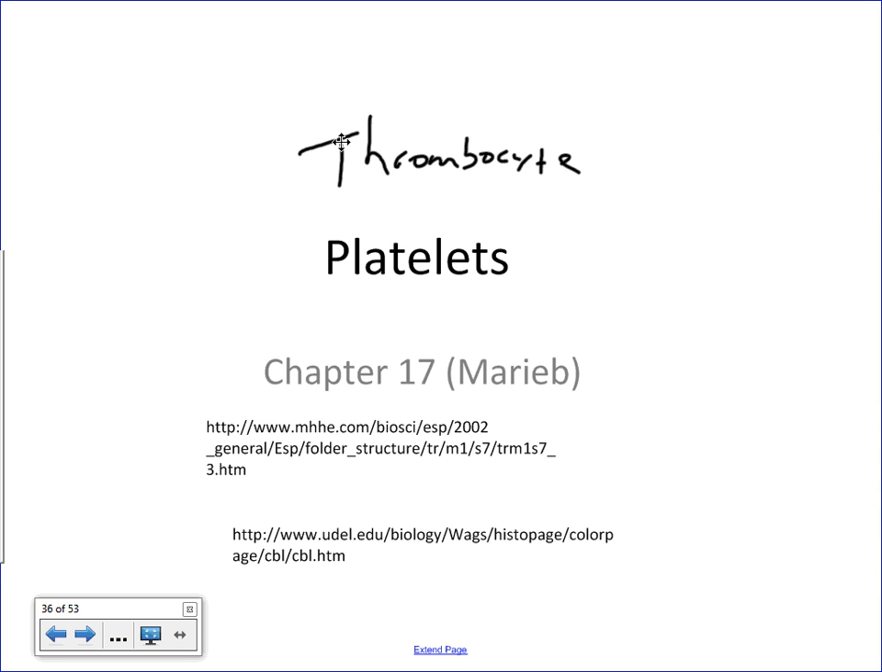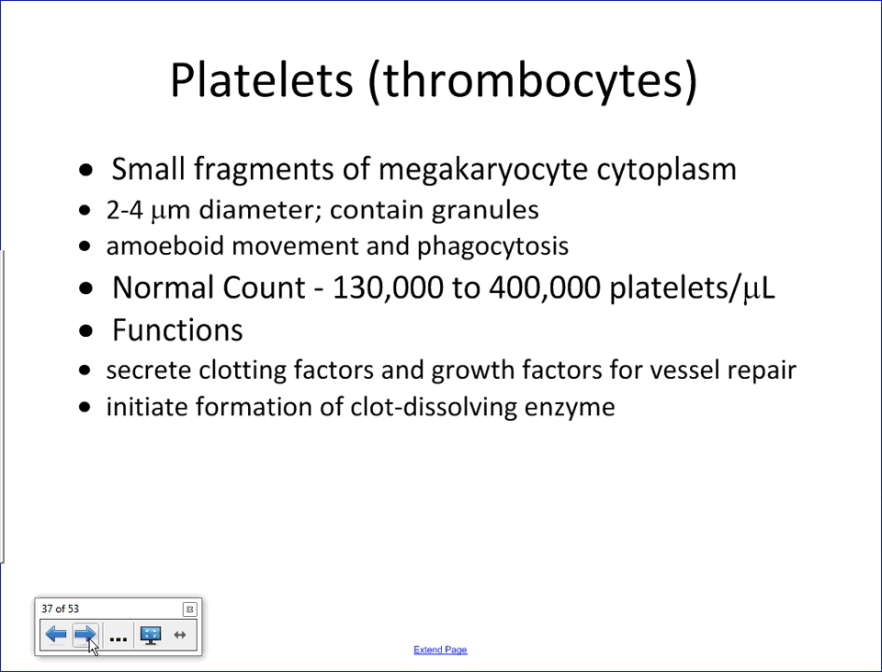Okay. And the main function of platelets is a process that we're going to be talking about towards the end of this discussion. That's what the bulk of this discussion is going to revolve around. It's a process called hemostasis, or the controlling of bleeding. All right. So again, platelets are known as thrombocytes.